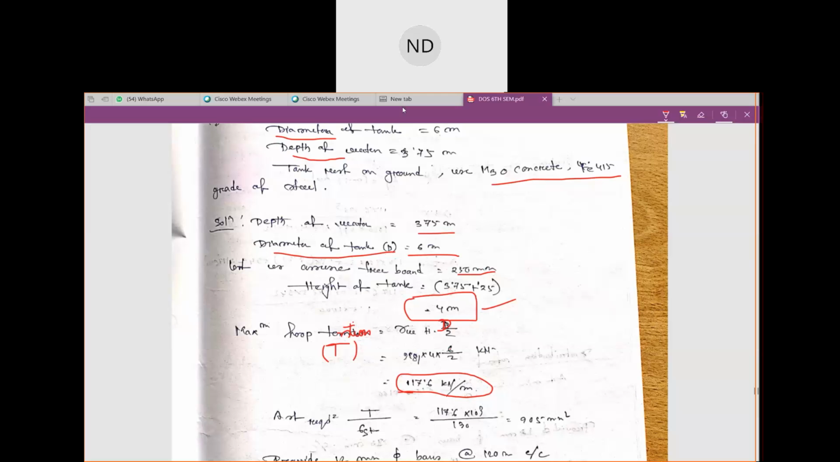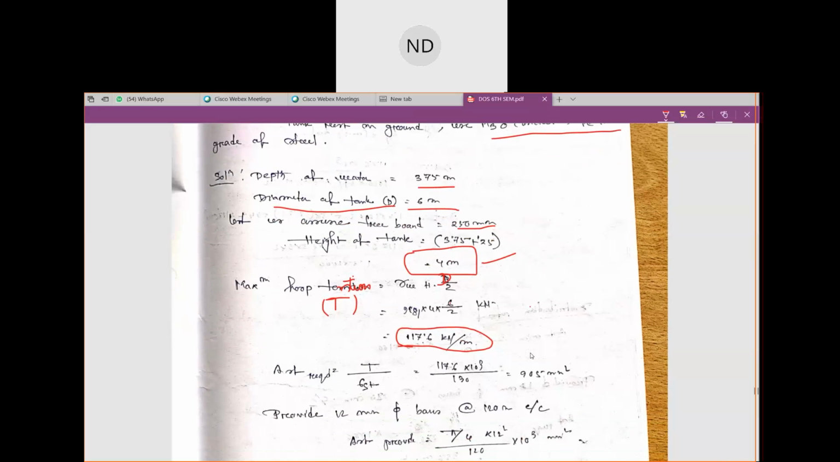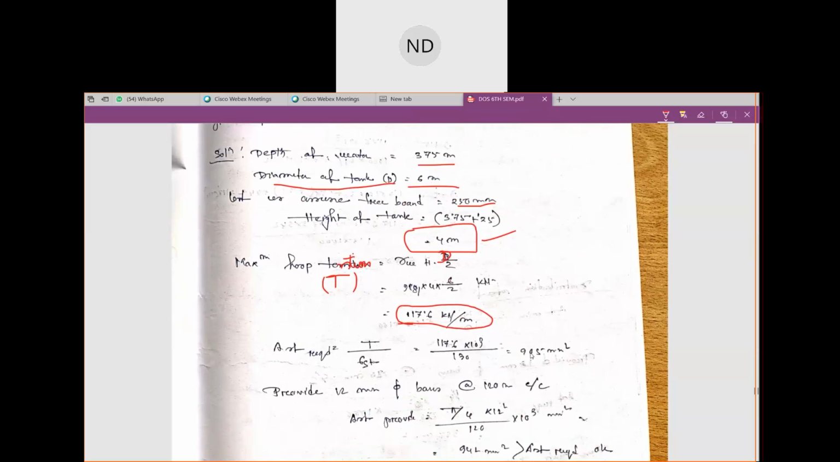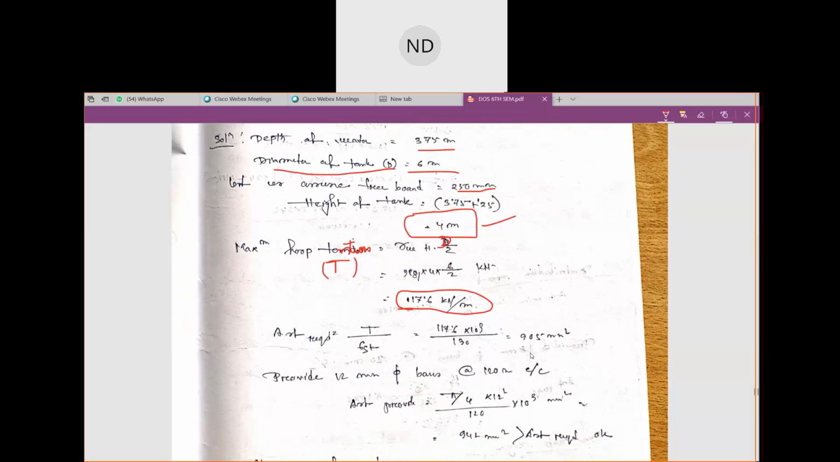Okay, very best. So area of steel required is how much? T by sigma ST. So we got our T is this much, the hook tension, and the sigma ST we got from table 2 and 3. Right. So now we can provide this. We can provide 12 mm or 10 bars, whatever you want. So when you're designing, we are providing here 12 mm bars at 120 center to center spacing.